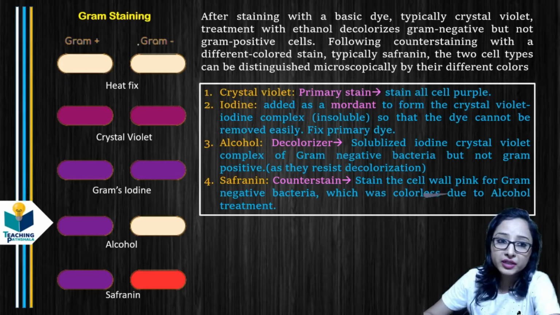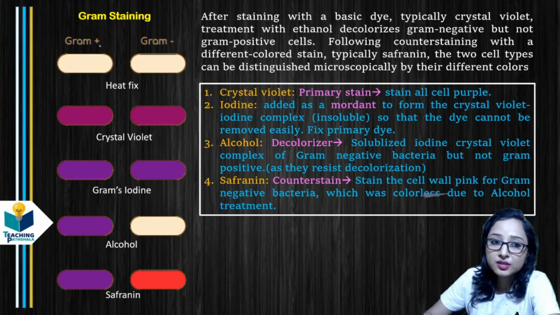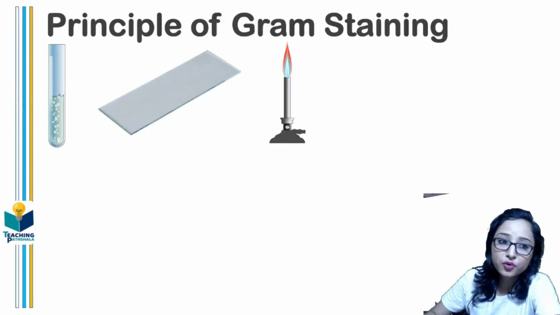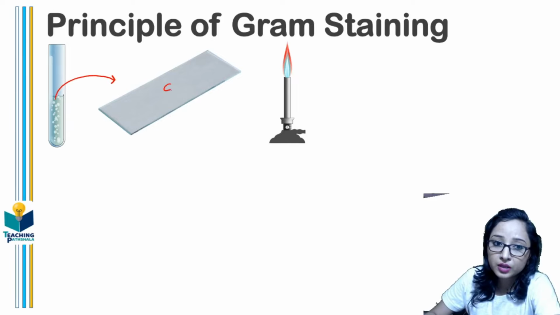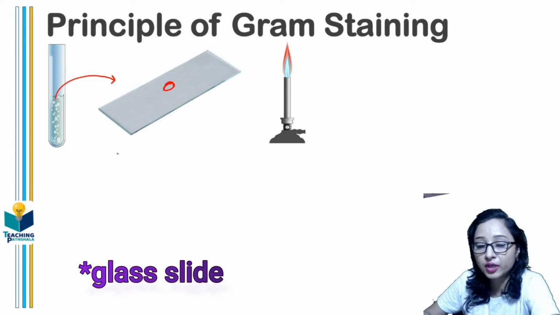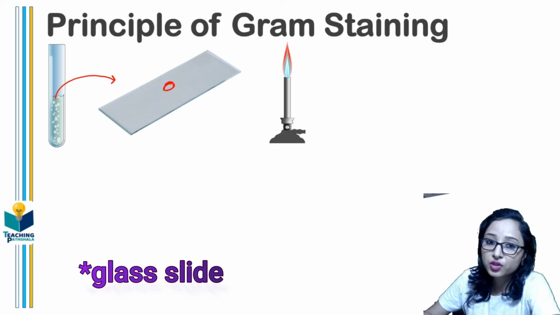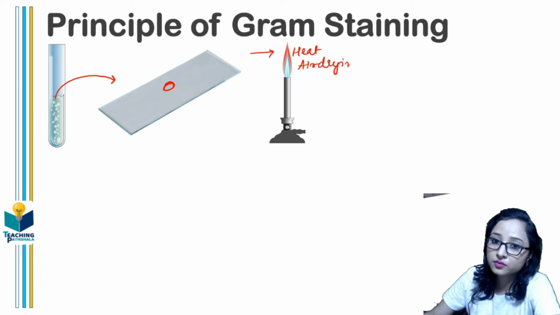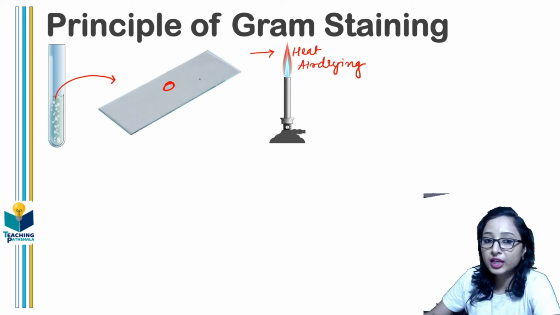So first of all, the two bacteria, like it has been mentioned here, this is a gram positive and this is a gram negative. First of all, you will be provided with a particular media, right? Suppose you have cultured this bacterial strain, and after that you will be taking one drop of this culture on the glass plate. Okay, and after that you need to heat fix it. Okay, heat fixing and air drying. These two techniques will help you to fix the overall sample on the glass slide.